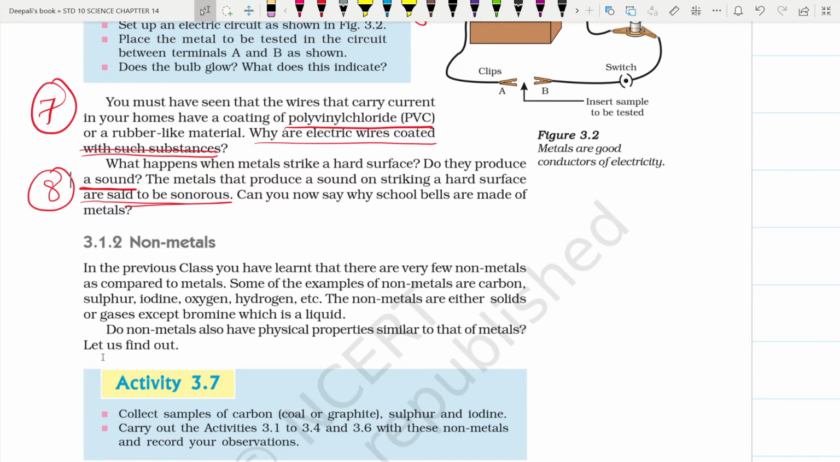Let us see the property of sound. That is, what happens when metal strikes a hard surface. Do they produce a sound? The metals that produce a sound on striking a hard surface are said to be sonorous. Can you now say why school bells are made of metal? Yes, the ringing sound is produced by striking of a metal with metal.